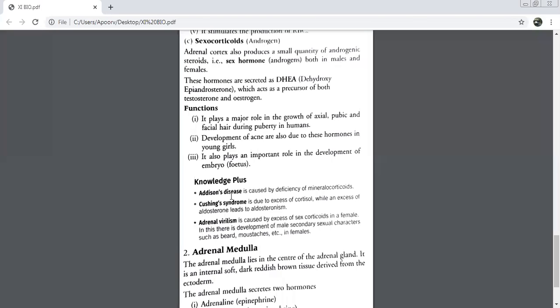On WhatsApp, I'll ask questions. Addison's disease, Cushing's syndrome, and adrenal virilism. Addison's disease is caused by deficiency of mineralocorticoids.